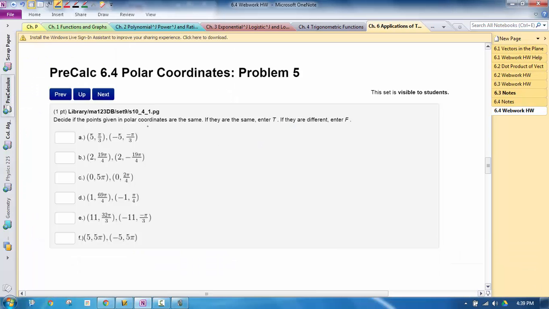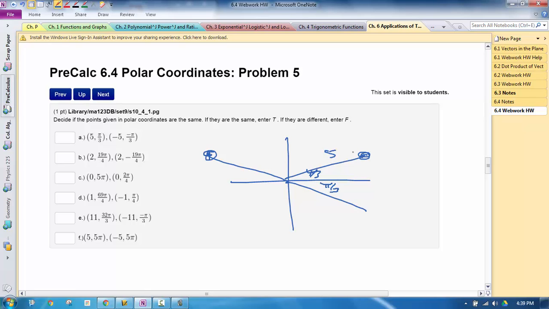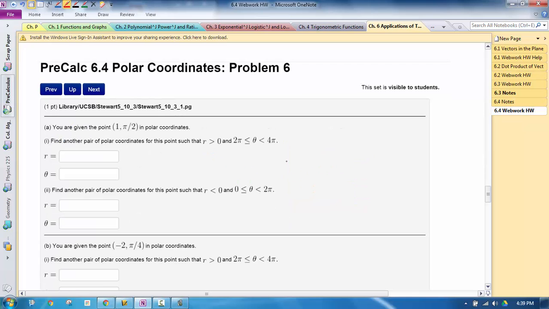Okay, the next problem says the points given in polar coordinates are the same, true or false. So you just quickly graph both of these. This one rotates 30 degrees, pi over 3, and goes out 5 right here. This next one rotates back 30 degrees. This would be pi over 3 here. It rotates, but goes back 5, so it'll go back this direction. Those are definitely not the same points. This point and this point are definitely not the same, so I would say false. You can just follow that same process for the rest of these.